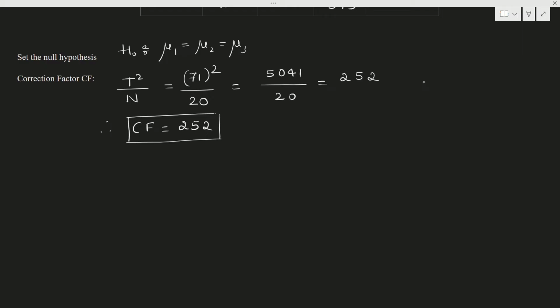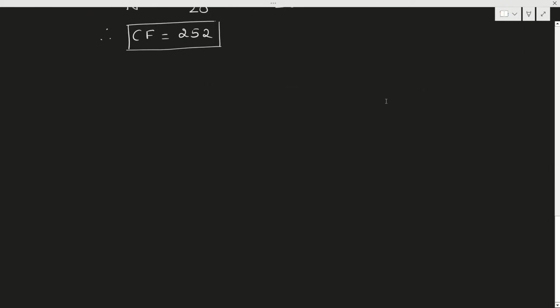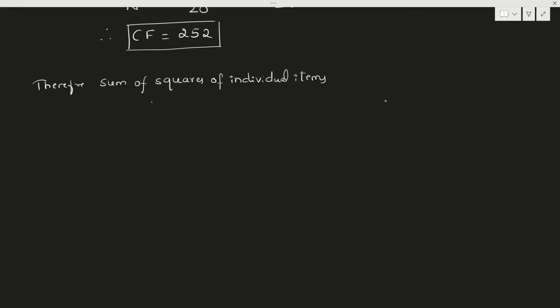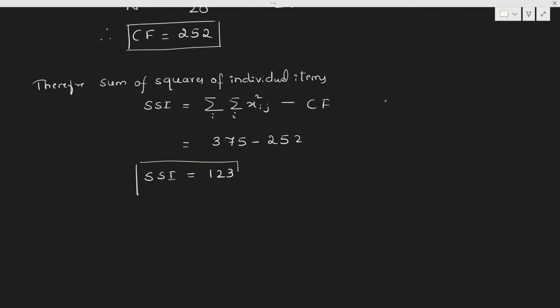Once you find the correction factor, what is the next step? Next step is to find the SSI, that is the sum of squares inside. SSI is the grand total of the sum of squares, the sum of xij squared, minus the correction factor. So, the sum of squares of individual items can be calculated using this formula. This grand total is from the second table. The grand total is 375 and the correction factor is 252, which we just calculated. So SSI is equal to 123. This is the sum of squares of individual items.